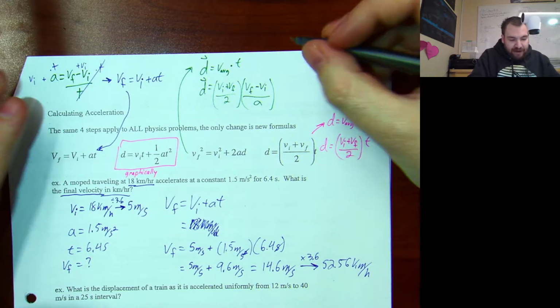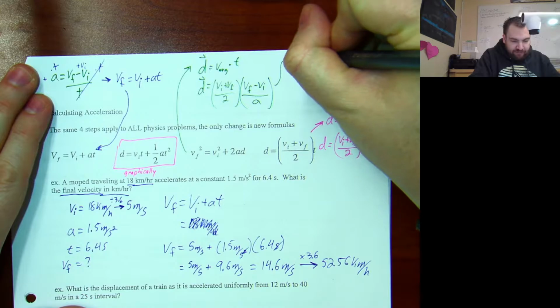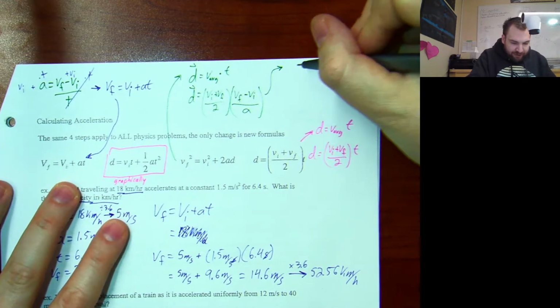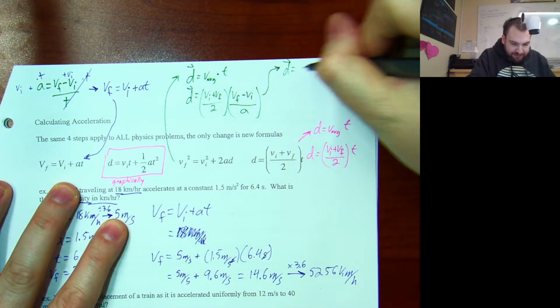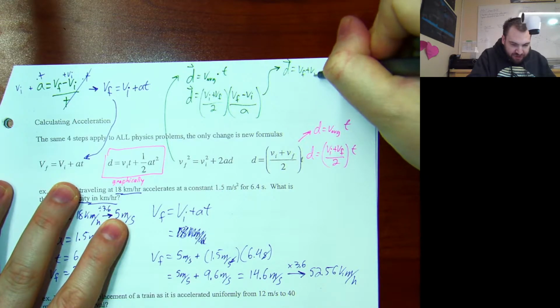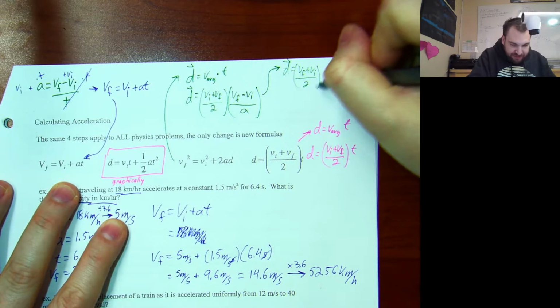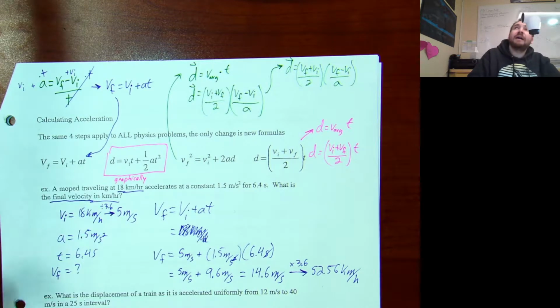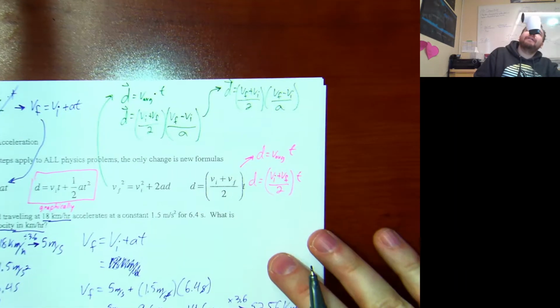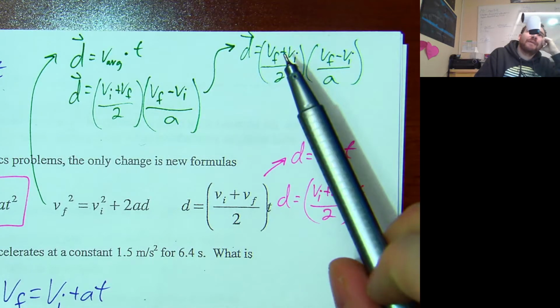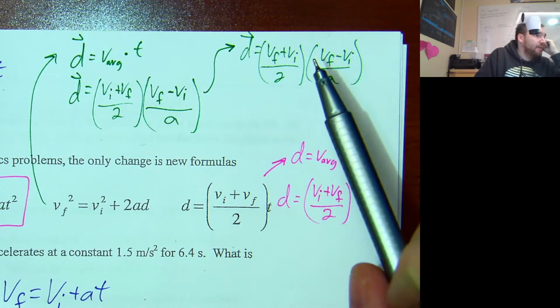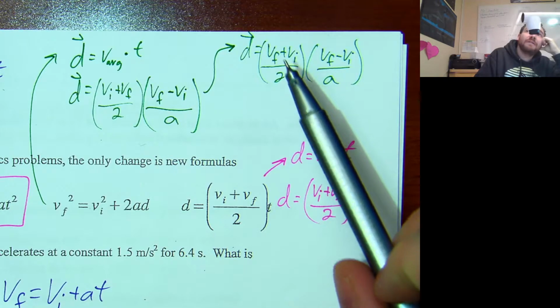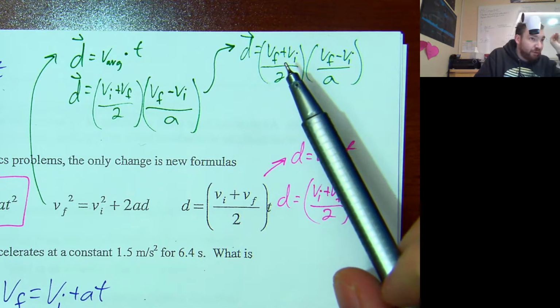Now, if I rearrange this a little bit, I'm going to write it as my displacement is equal to V final plus V initial over 2 times V final minus V initial over a. If I look at the numerator there, that looks an awful lot like what? Something I guarantee you've seen before.